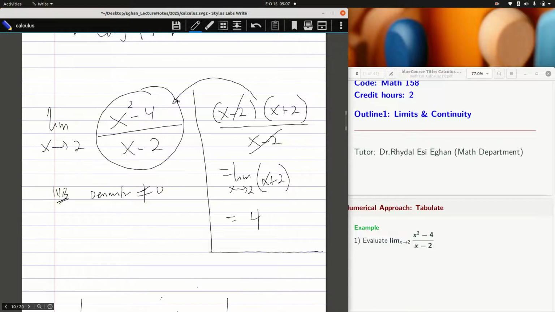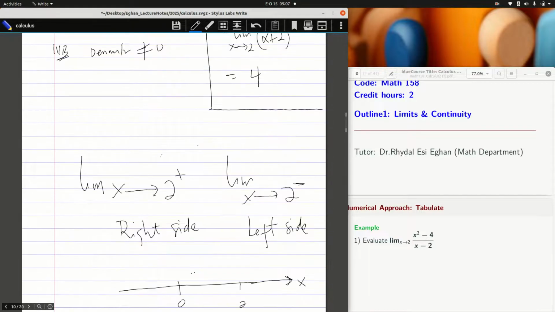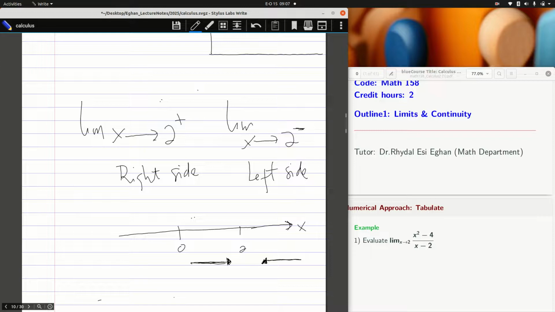But how do we use the numerical approach, tabulation? With the numerical approach, you want to ensure that the limit as x approaches 2 from the positive side, and that from the negative side or the left side, they are equal. They have to be equal to say that is the limit of the function.